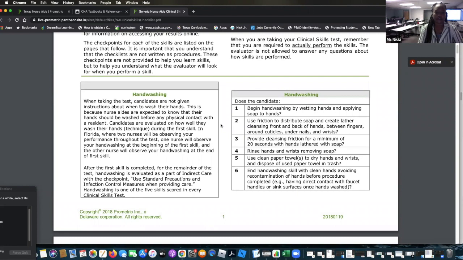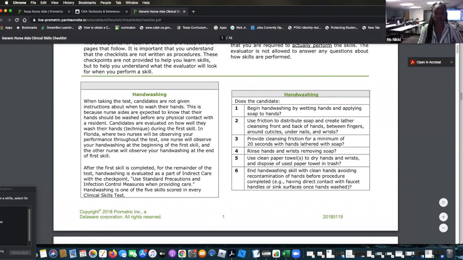Okay, let's look at the first skill and the description prior to it, hand washing. When taking the test, candidates are given instructions about when to wash their hands. This is because nurse aides are expected to know that their hands should be washed before any physical contact with a resident.